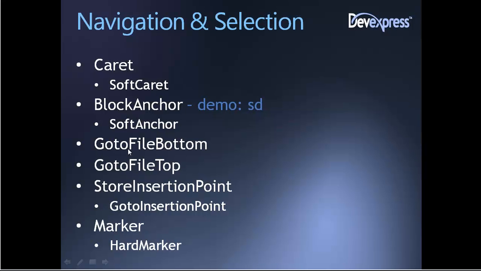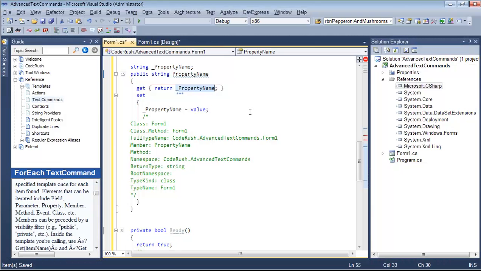And then we also have some other navigation pieces like go to file bottom, go to file top, store insertion point, go to insertion point, marker, and hard marker. So I'll show you these. I've got a nice one.